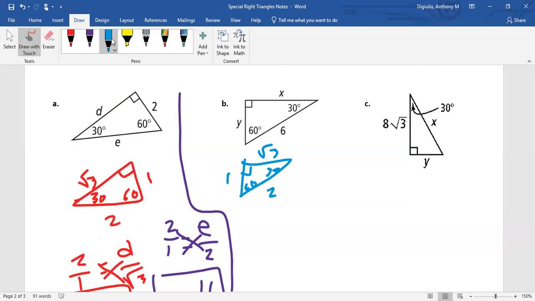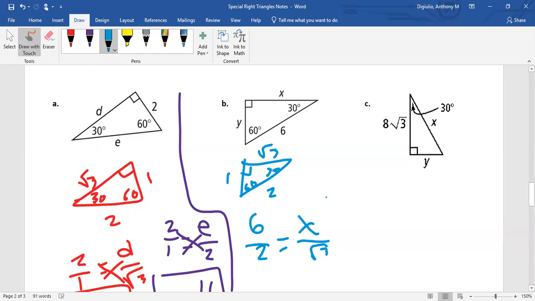So let's go ahead and set up our proportions. So I've got my regular triangle up on the top is a 6 over my reference, which is a 2, equals, and let's solve for x first, because I think it's harder. All right, we've got our x on the top over root 3.